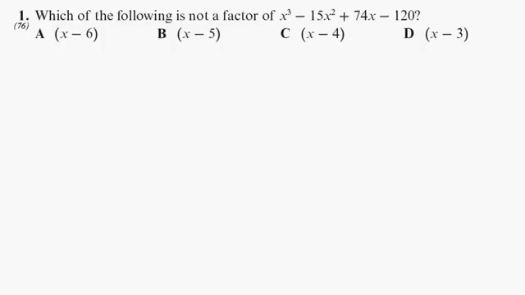Okay, this polynomial is divisible by at least 3 of these factors, which means that we're going to have to use synthetic division to determine which one is not a factor. Remember that if it's not a factor, there's going to be a remainder when we perform the synthetic division. So we'll start with setting up the problem.